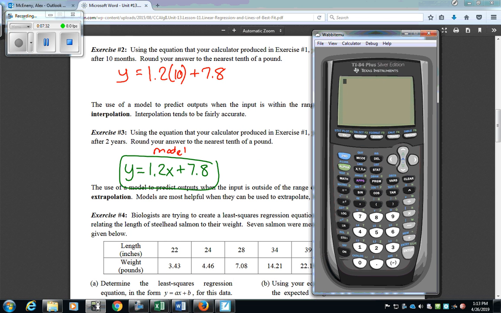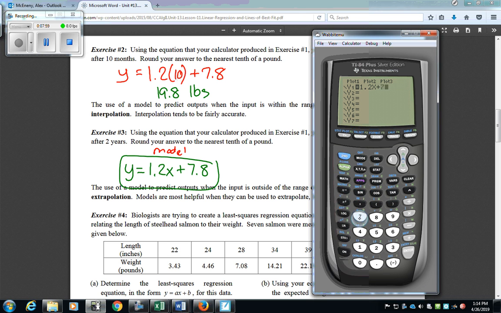So there's 2 ways you can find the answer. You can find it by typing it in with the numbers substituted. That'll give you that specific value. So in this case, we got 19.8. It says round to the nearest tenth of a pound, so 19.8 it is. 19.8 pounds.